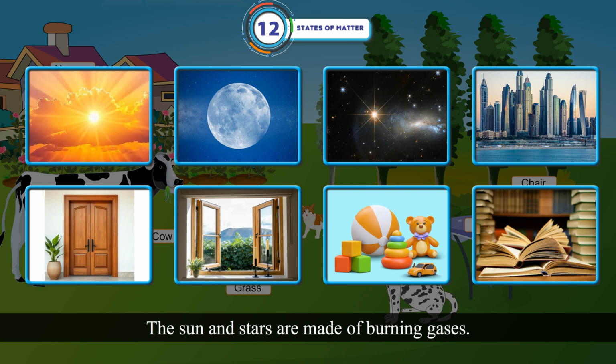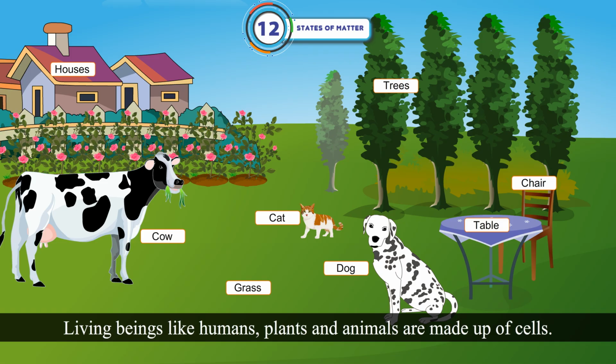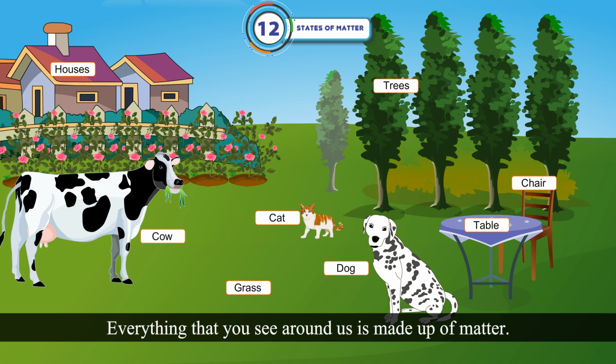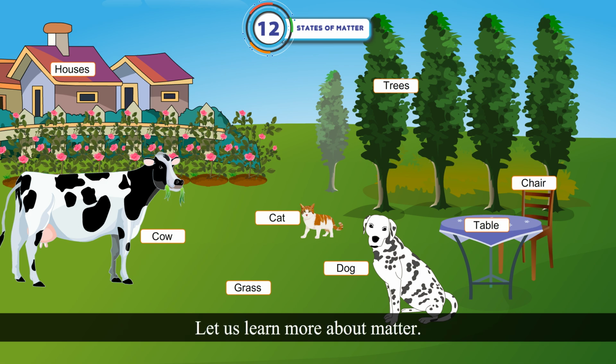The sun and stars are made of burning gases. The moon is made of soil and rocks. Buildings and houses are made of bricks and cement. Doors and windows are made of wood. Window panes are made of glass. Living beings like humans, plants and animals are made up of cells. Everything that you see around us is made up of matter. Let us learn more about matter.